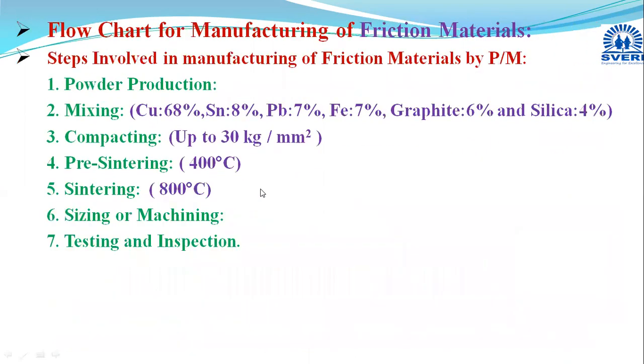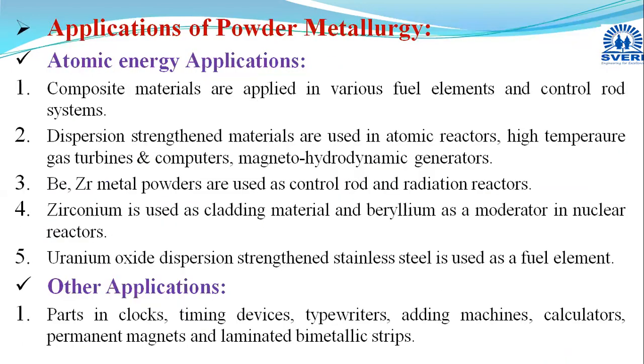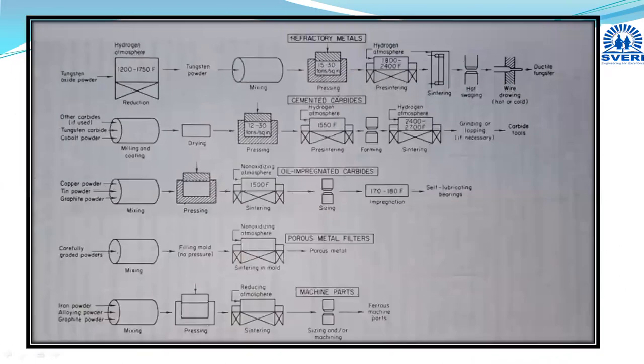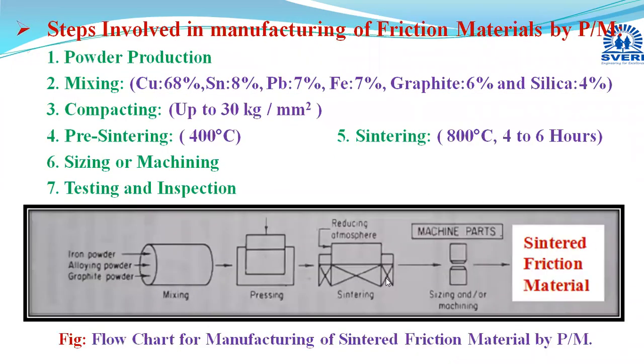And this sintered friction material is widely used in automobile applications. Here I have highlighted it, sintered friction materials. You can refer to it. Sintered friction materials are used for manufacturing of brakes, and these brakes are widely used in the automobile sector, in different cars, trucks, buses, or in the aircraft industry also. The brake material is manufactured from this sintered friction material only. So these are the wide applications of this sintered friction material.